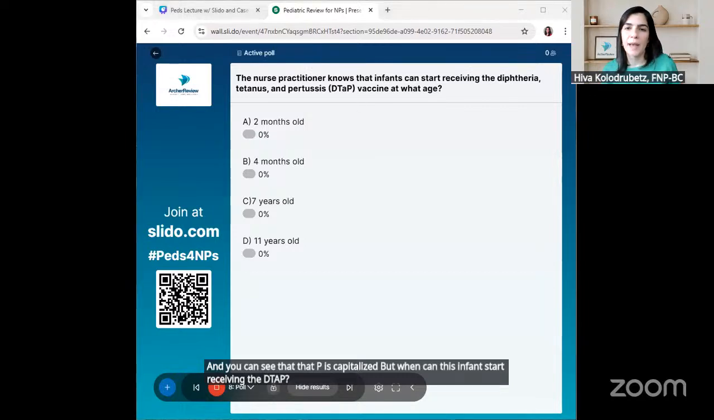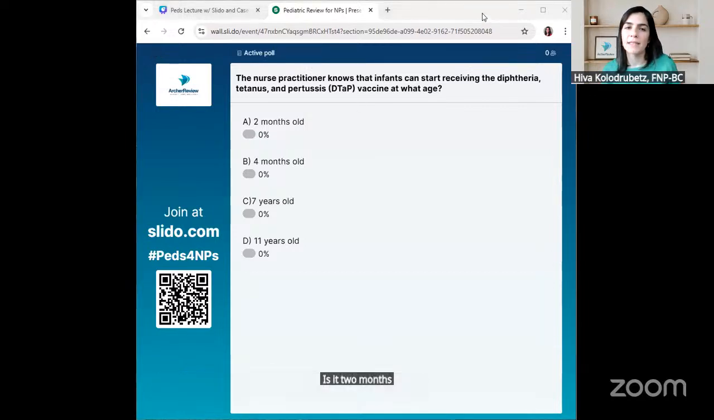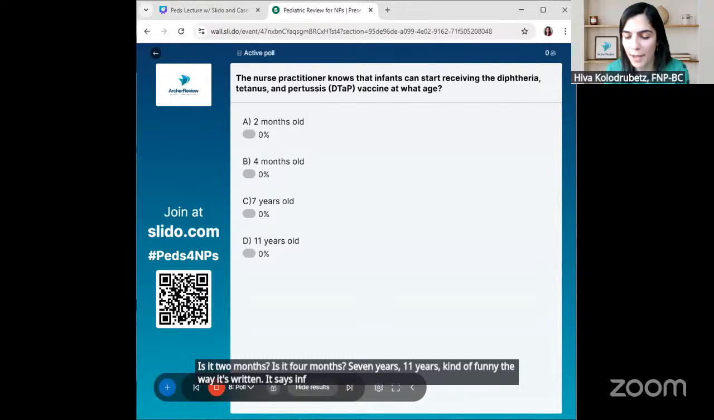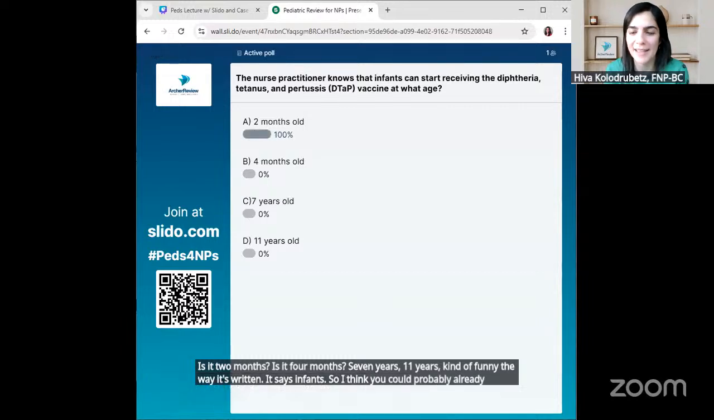Is it at 2 months? Is it at 4 months? 7 years, 11 years? Kind of funny the way it's written. It says infants. So I think you could probably already eliminate some of those answers.